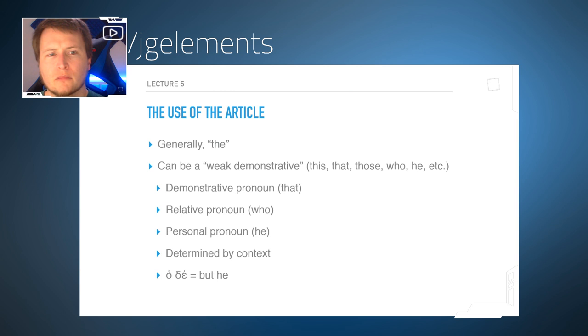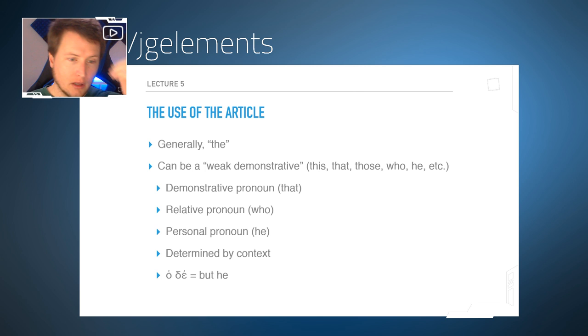Now, we introduced the article recently, and we've already kind of introduced some of its uses because it's more than just "the," okay? The article can be flexible. It can be generally "the." Sometimes you might not even translate it. Sometimes it's a weak demonstrative where you translate it as this, that, those, who, he. It could be a demonstrative pronoun, that. It could be a relative pronoun, who. It could be a personal pronoun, he. It is determined by the context.